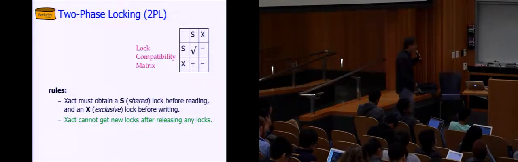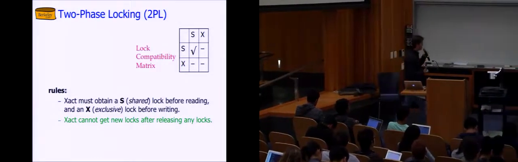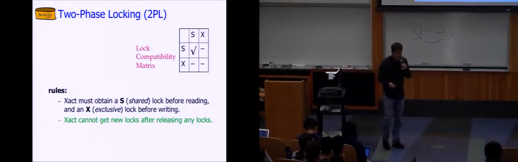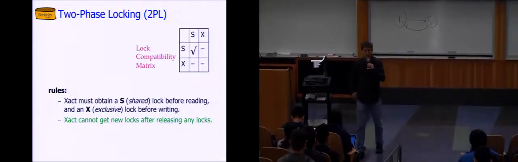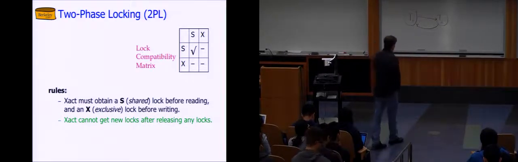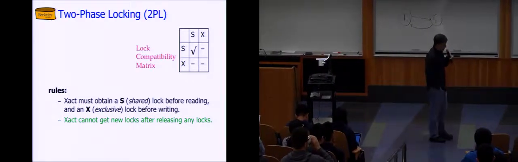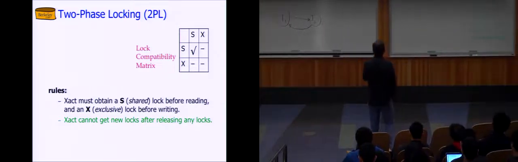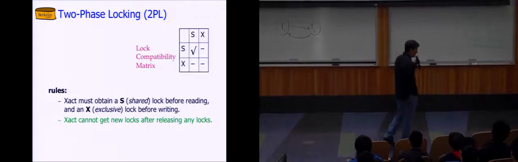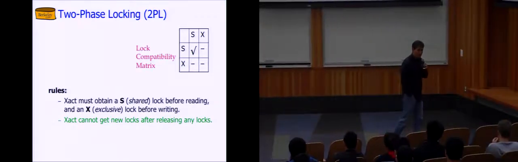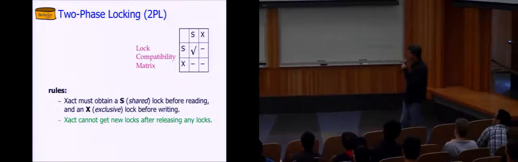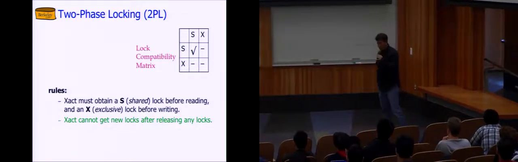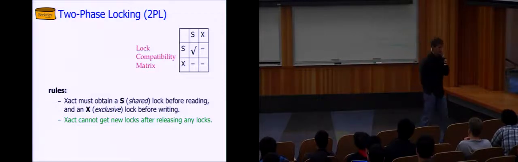So here are the rules we're going to implement across transactions in our system. Before reading an object, a transaction must obtain an S, or shared, lock on that object. And before writing an object, a transaction must obtain an X, or exclusive, lock on that object. And a transaction cannot get new locks after it releases any of its locks. That's the two-phase part. So the first part is the locking part: when do you have to get locks? Well, you have to get S locks before reads and X locks before writes.